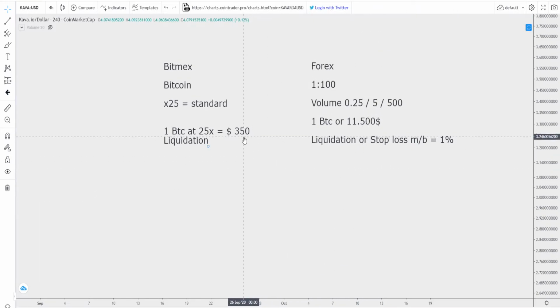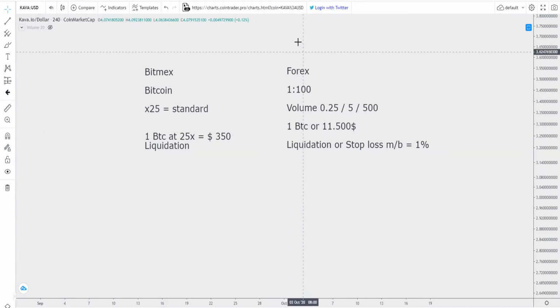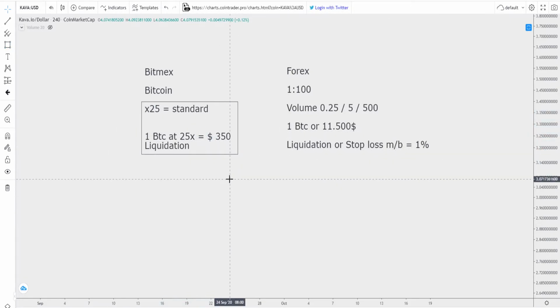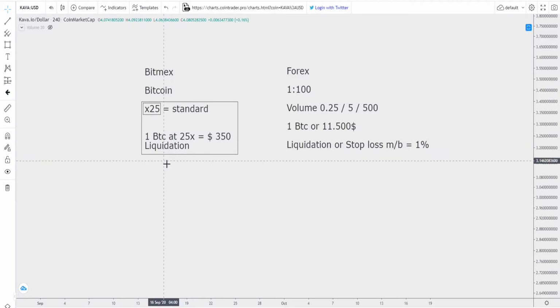Now let me make a drawing here. Maybe I can make this easier to understand. Again, on BitMEX, the liquidation range is going to be based on the 25x or the leverage amount. So at 25x equals $350, and this is by default. Sometimes it's a bit higher, sometimes a bit lower, but it's basically around the same number. When it comes down to 50x, the liquidation falls to 175, 150. Same rules, they never change.